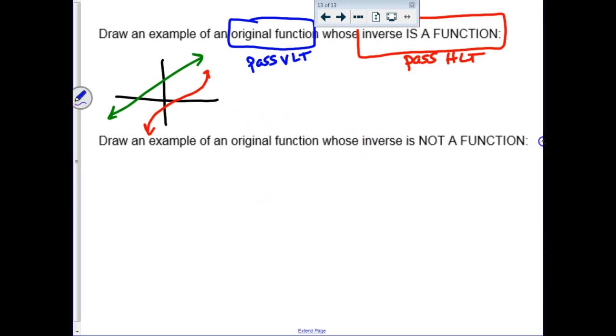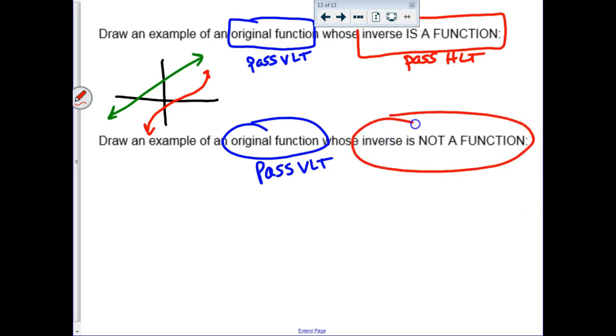But on this next question, I still need an original function, so you need to pass the vertical line test. But I need the inverse to not be a function, so I need it to fail the horizontal line test. Again, lots of things you could draw. Most common one that I see from you guys is our friend the parabola. He passes the vertical line test, but he really badly fails the horizontal line test.